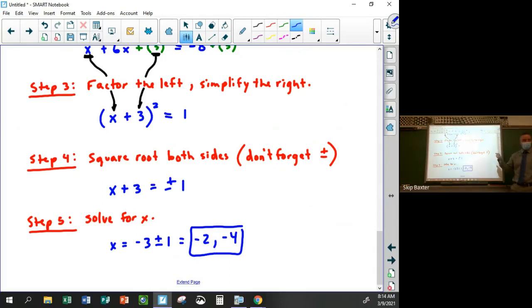Do you remember doing this process, completing the square? You did. You definitely did. Do you remember? I do. I don't know. Shh, don't tell them. I know you did it.